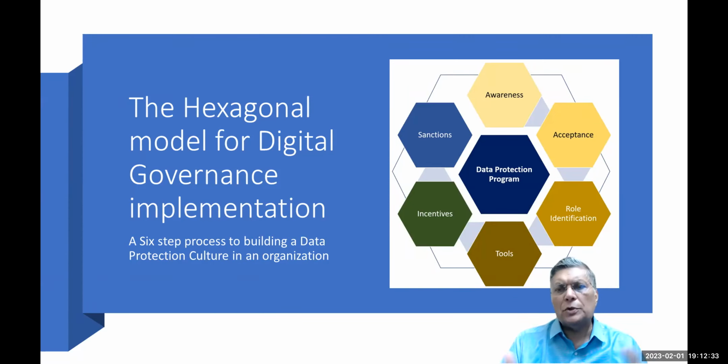I'm only trying to put it in one structure so that it becomes easy when we discuss it with, say, a client. Now, when you go to a data audit, where to start is always an issue. So these 6 elements which I have considered are awareness, acceptance, role identification, tools, incentives, and sanctions.